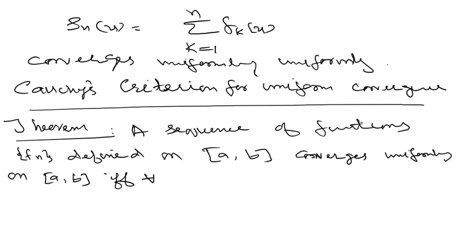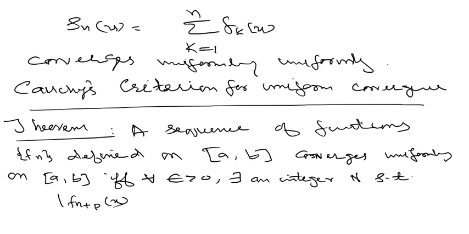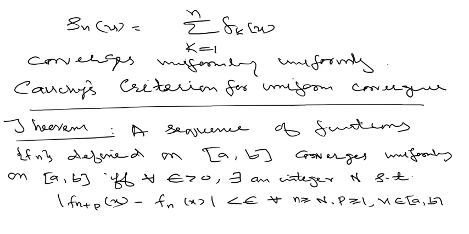If and only if for all epsilon positive there exists an integer N such that |f(n+p)(x) minus fn(x)| is less than epsilon for all n greater or equal to capital N, and this p is greater or equal to 1, and for all x in the interval AB. Okay, so this is the correct statement.